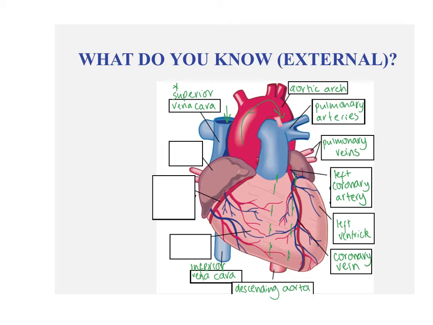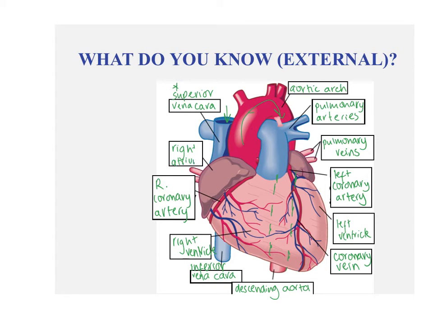Much like on the left-hand side, we have got the right ventricle, and then we have got the right coronary artery. I'm just going to put R. And then finally, we have got the right atrium.